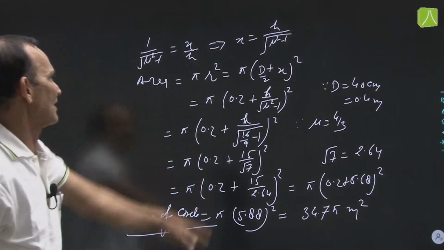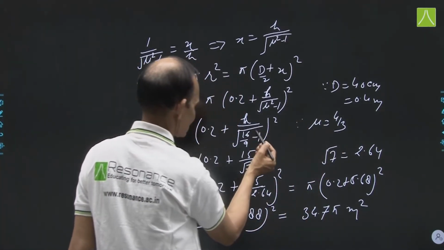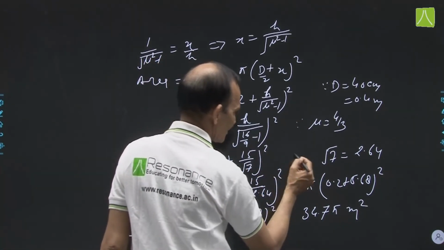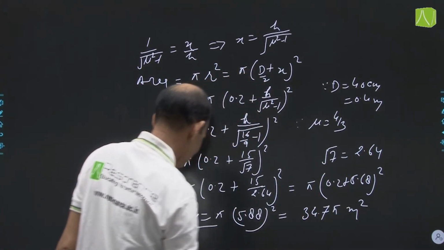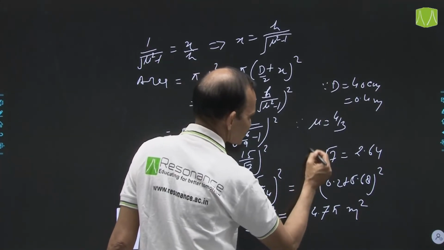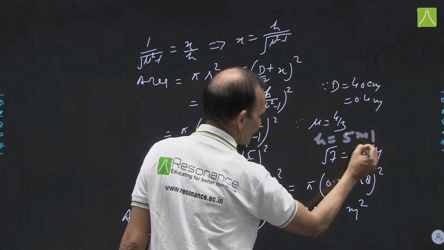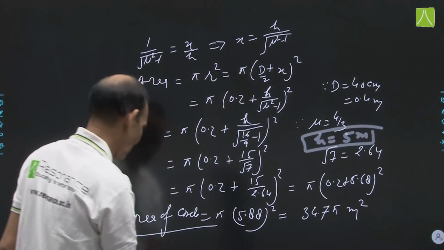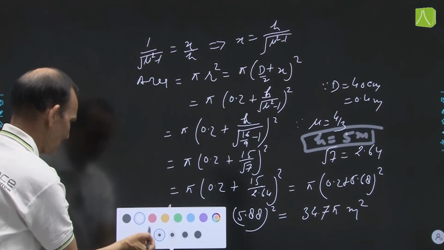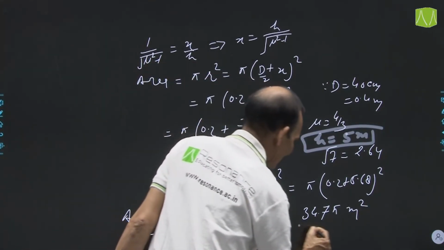H is 5 meter. It is given here. Here h is given. H is 5 meter. Put the value of this one. Okay, this is the answer. Correct answer is this one.